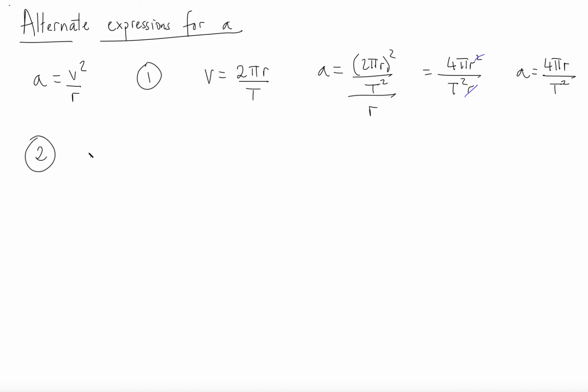Another rewrite is using the relationship between linear speed and angular speed, which is v equals r omega. Putting that into the expression a equals v squared over r gives us a equals r omega all squared over r, which gives us r squared omega squared over r. One of those r's cancels with that one, and we get a equals omega squared r.